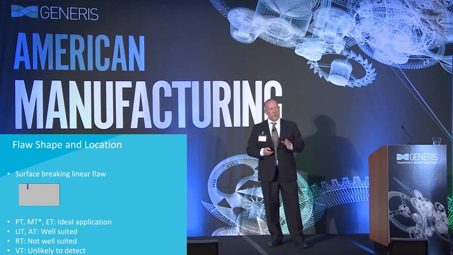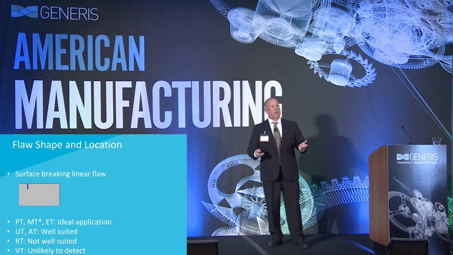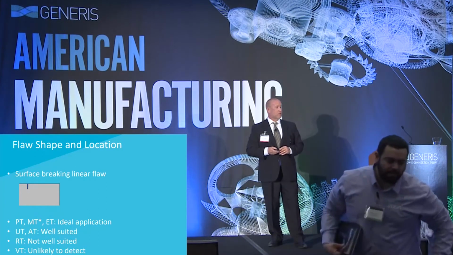If you look at penetrant, mag particle, eddy current, all of these are ideal applications for this sort of flaw. Eddy current, it's surface breaking. Penetrant, mag particle, it's surface breaking. There's a star next to mag particle. Why? It has to be magnetic. If it's a plastic part, mag particle can't find this. Penetrant can. Eddy current, if it's conductive, can. If it's not a conductive material, eddy current's out.